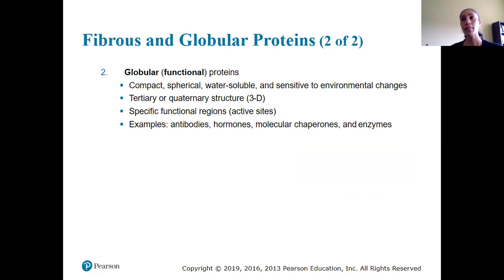Globular proteins tend to be our functional proteins. So they're more compact, they're spherical, they do dissolve in water, and they're very sensitive to environmental changes. Globular proteins are going to have that third level or that fourth level structure, and they're going to have specific functional regions that will allow for them to be active. So they're going to have actual active sites that substances can bind into so that they're able to carry out a particular action. So examples of functional proteins are going to be our antibodies, our hormones, molecular chaperones, and enzymes.